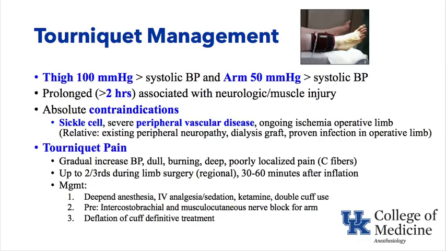So how do you manage tourniquet pain? Well, deepen the anesthesia. You can give IV analgesia or sedation. Ketamine can be used. A double cuff, decreasing one cuff and inflating the other one. Before putting the tourniquet up, you can do intercostal brachial and musculocutaneous nerve blocks for the arm, and deflation of the cuff is definitive treatment.